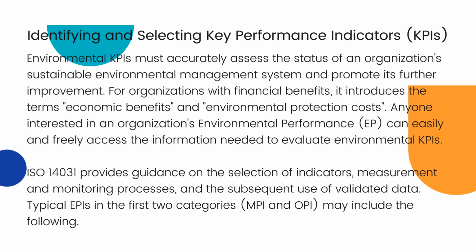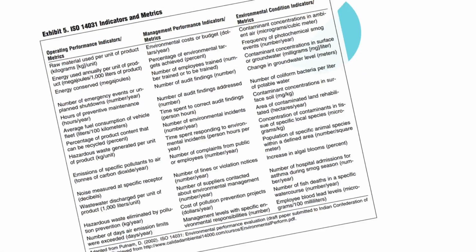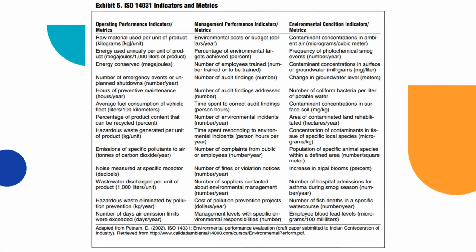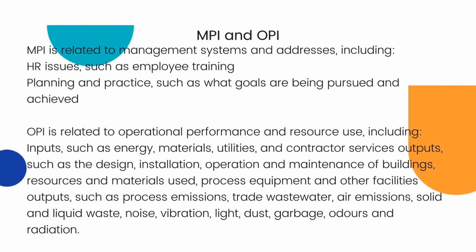Typical EPEs in the first two categories, MPI and OPI, may include the following. The chart provides some examples for OPI, MPI, and EC indicators. MPI and OPI. MPI is related to management systems and addresses issues such as employee training, planning and practice, such as what goals are being pursued and achieved.